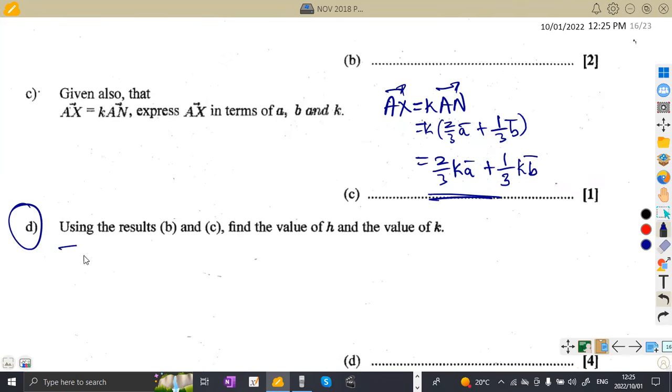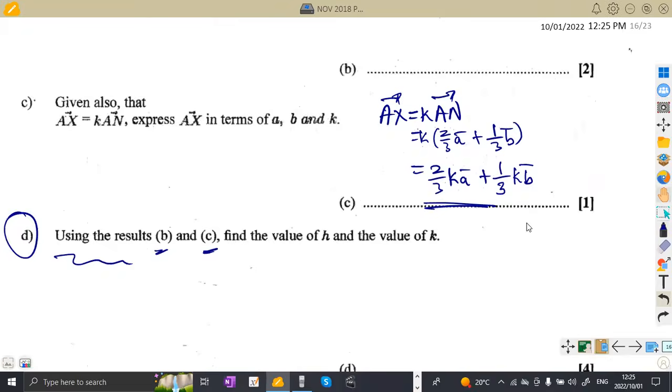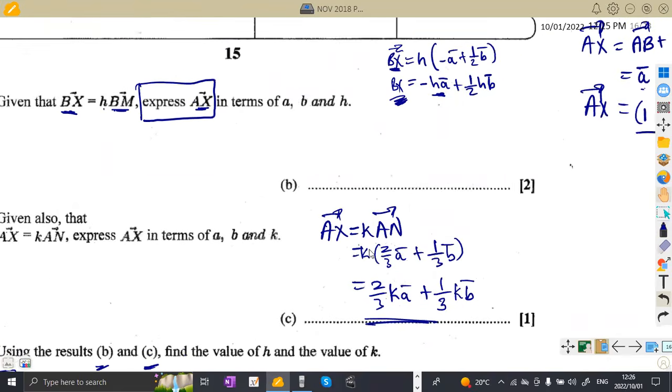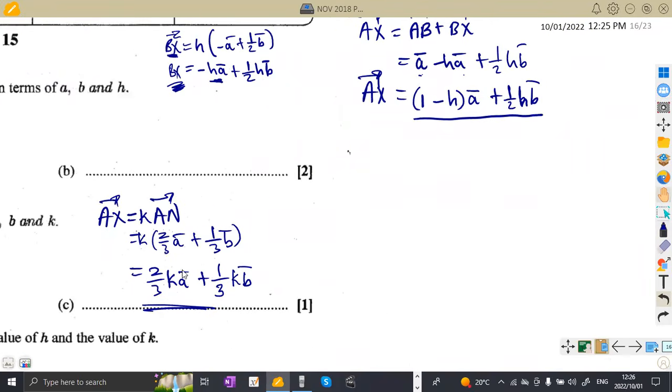The D part: using the results of B and C to find the value of H and K. These are the results of what? B and C. We got AX here and AX here. So they're just saying use these two AX expressions to find the value of H. Guys, I told you that whenever you're given this type of equation, formulate equations that you're going to use from there. So this is our D.